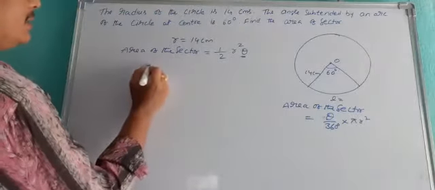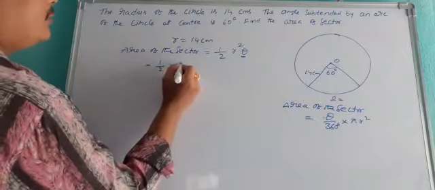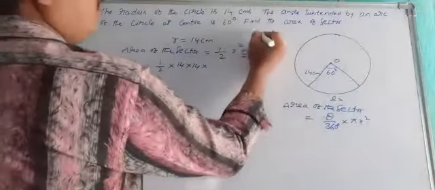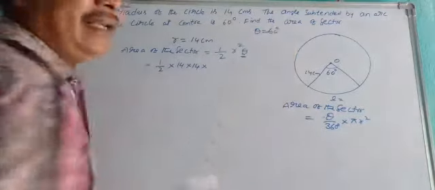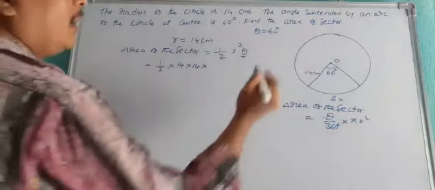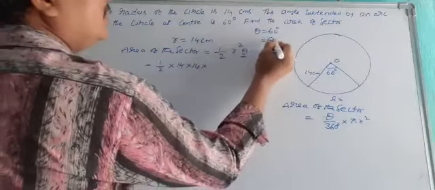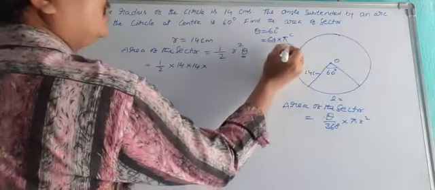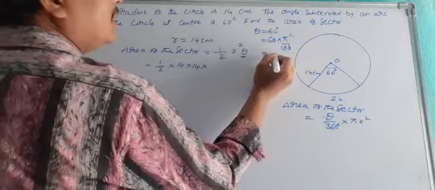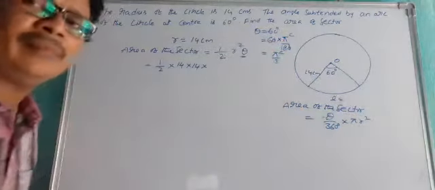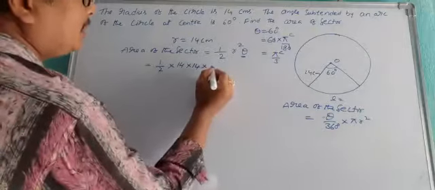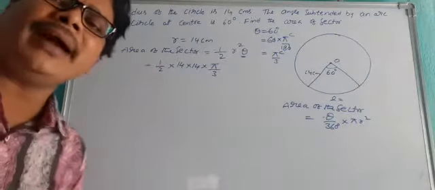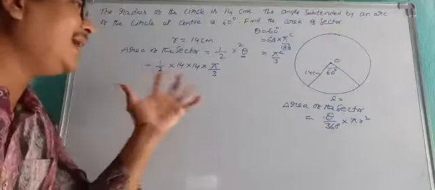First one in radians: r means 14 into 14. Now you convert theta. Theta equal to how much? 60 degrees. This is degrees converting into radians. How? Very simple. 60 into pi radians by 180. 0 0 cancel. 6 ones are 6, 6 threes are 18. That means pi radians by 3. Pi radians by 3. Substitute it.